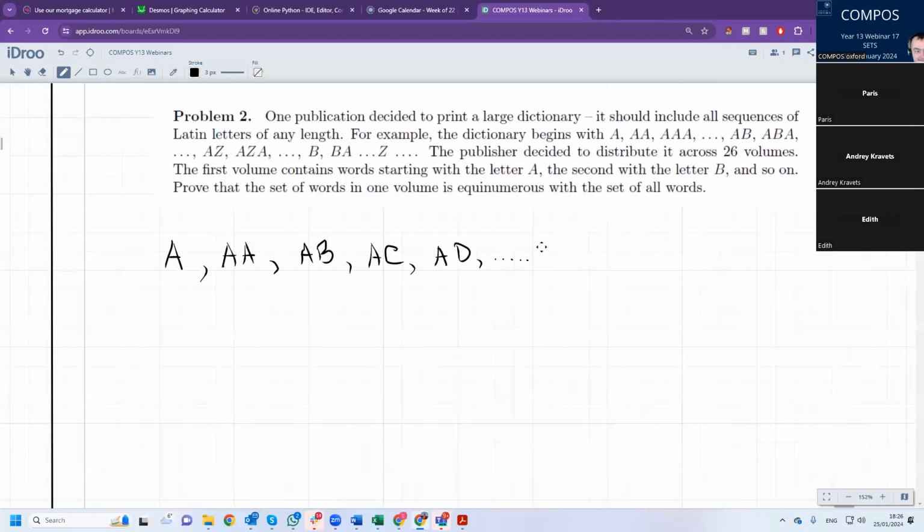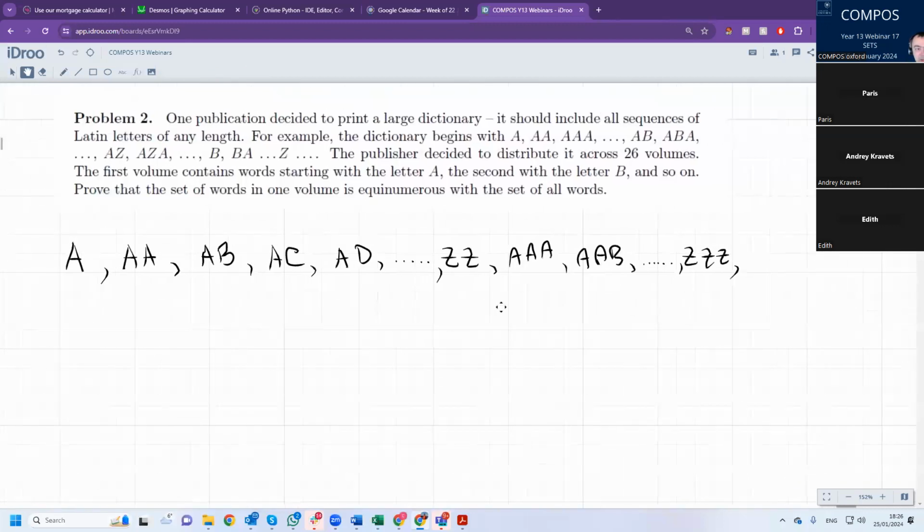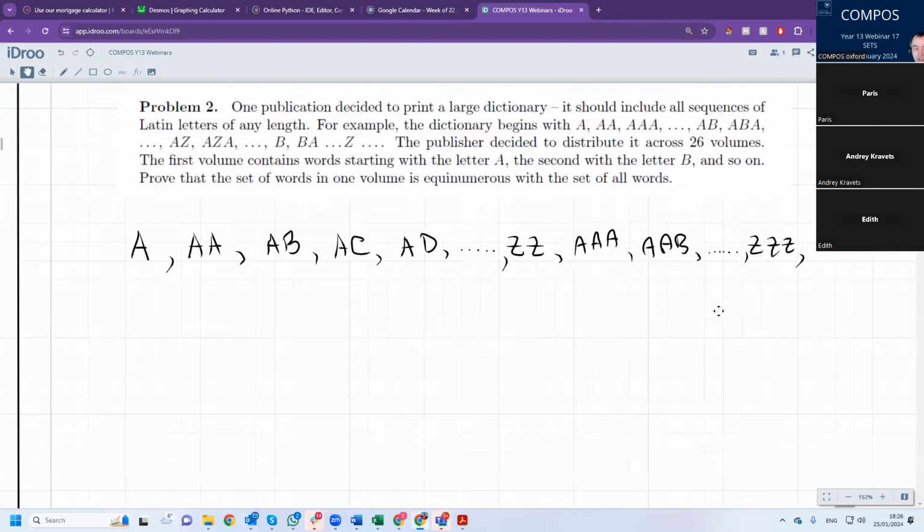Then you would have up to ZZ, right? The last 2-letter word would be ZZ. The next would be AAA, then AAB, then etc. And the last 3-letter word would be ZZZ. And you can kind of see the logic. So this is the dictionary.